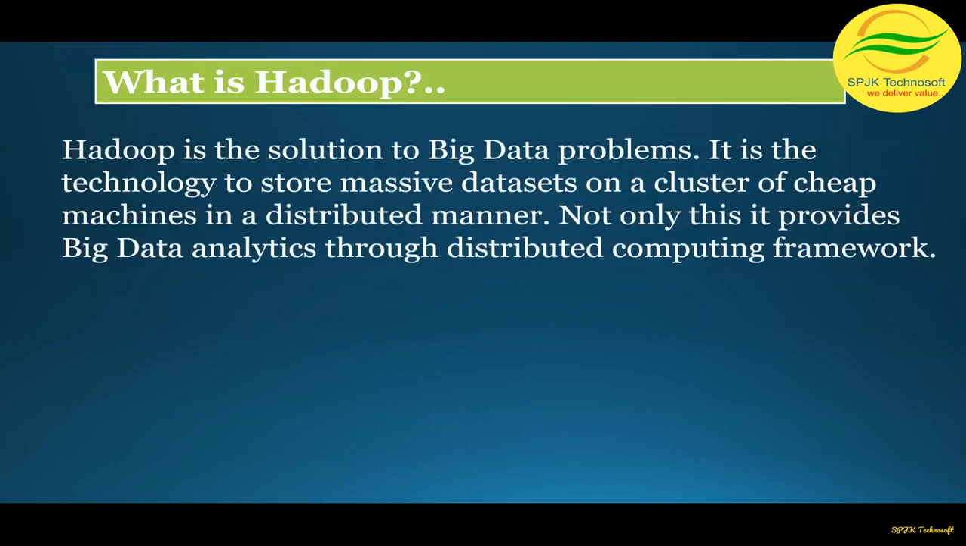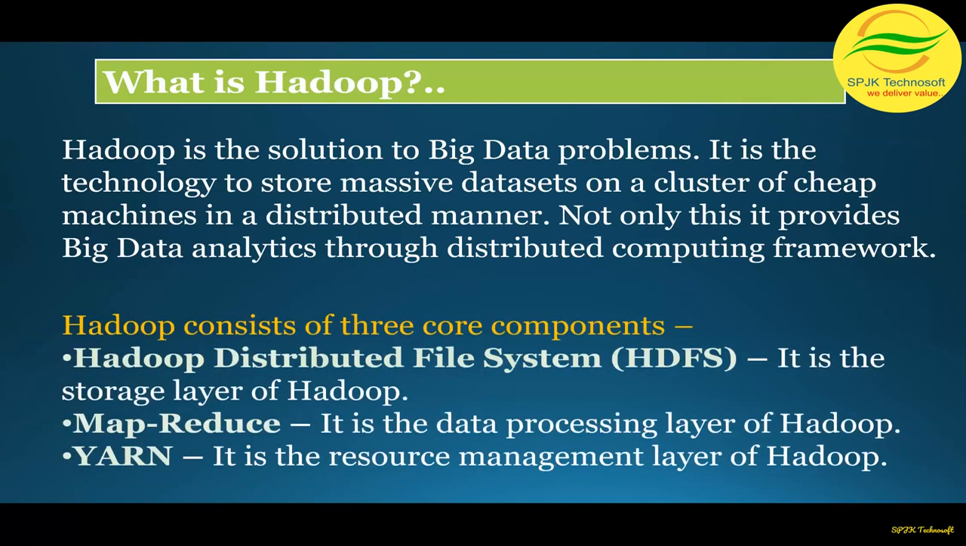So let's see what is Hadoop now. So Hadoop, as we all know, is a solution for big data problems. Okay, so it's a technology to store massive data in a commodity hardware so that we can do further analysis using big data tools. Right, so it consists of basically 3 core components. So HDFS is for the storage part, MapReduce is for the processing part, and YARN is for the resource management.